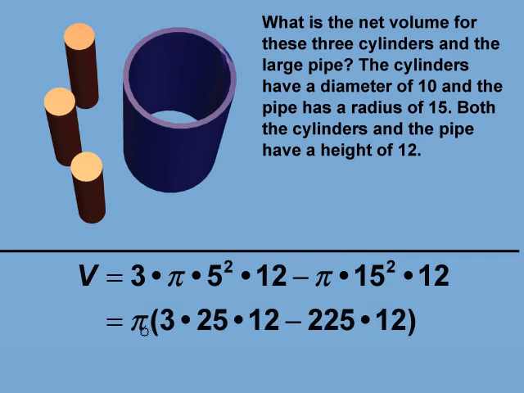We can factor out pi to get this expression. This simplifies to negative 1800 pi. Notice that the net volume is negative, which means that the negative volume of the pipe is larger than the positive volume of the cylinder.